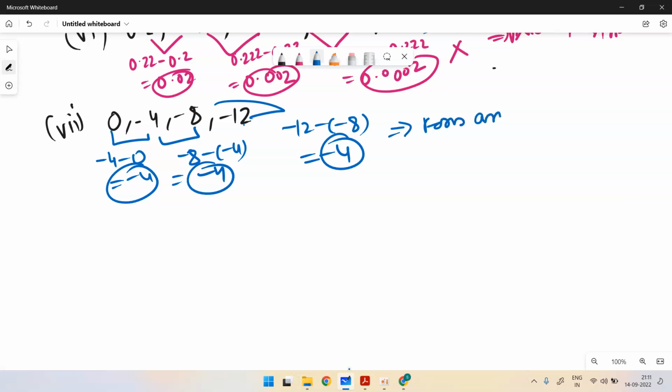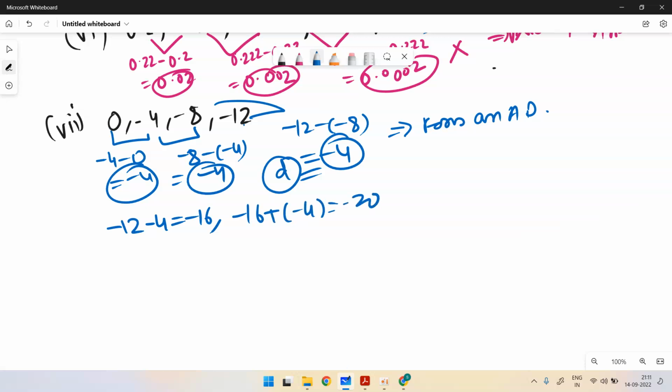This forms an arithmetic progression. What is the common difference? Common difference is D, and this D is equal to minus 4. What are the next three terms? The next terms will be minus 12 minus 4, which is minus 16. Next is minus 16 plus of minus 4, which is minus 20. Next is minus 20 plus of minus 4, which is minus 24. So the next three terms are minus 16, minus 20, minus 24. This is the answer.